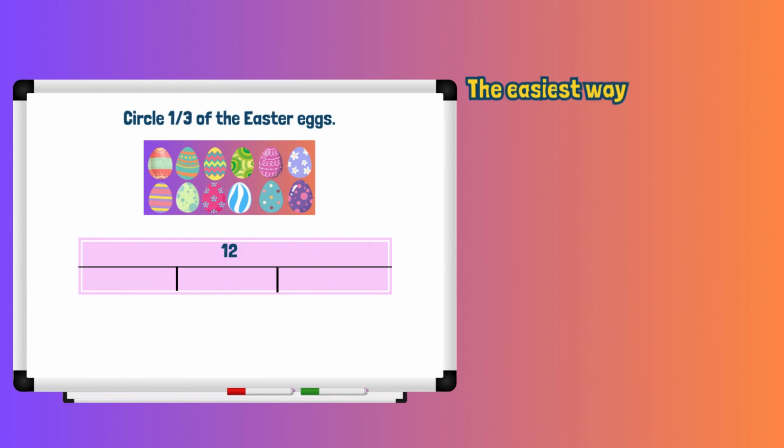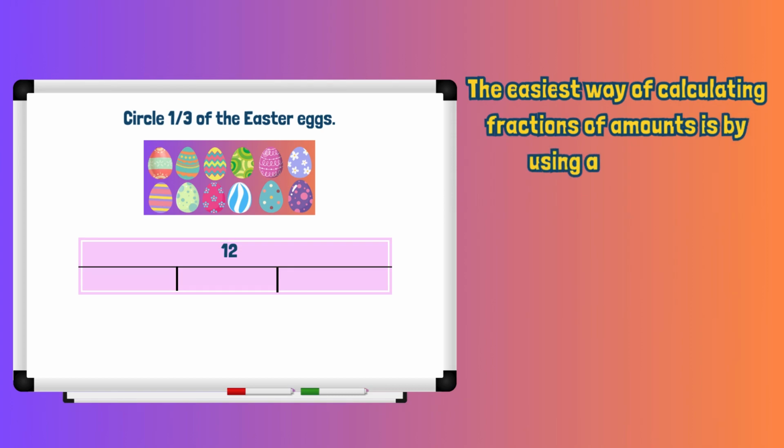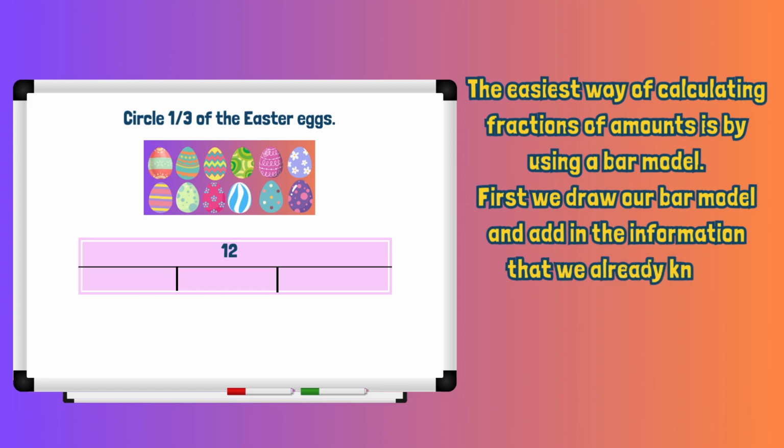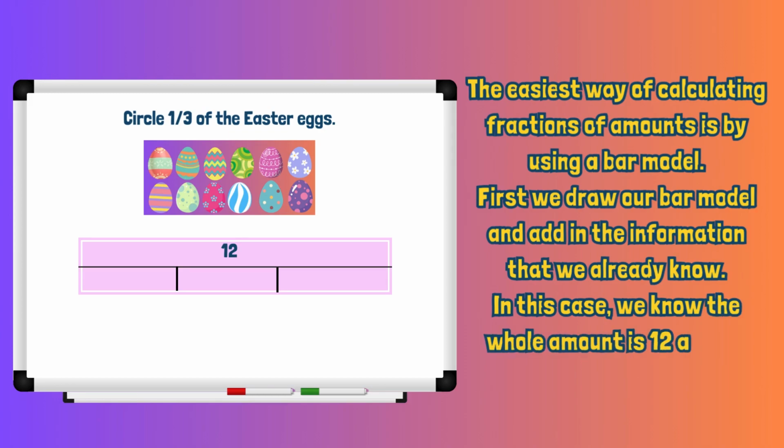The easiest way of calculating fractions of amounts is by using a bar model. First, we draw our bar model and add in the information that we already know. In this case, we know that the whole amount is 12 because that's how many Easter eggs there are. And we want to divide those 12 eggs into 3 equal parts. And the denominator under the fraction line gives us that information.